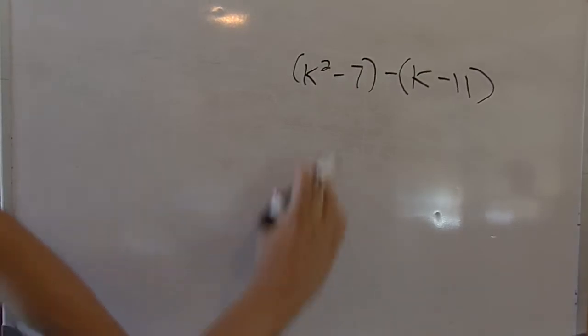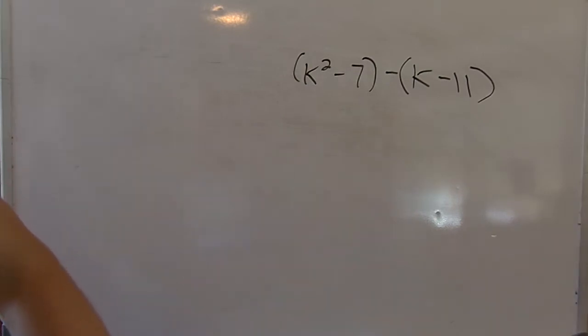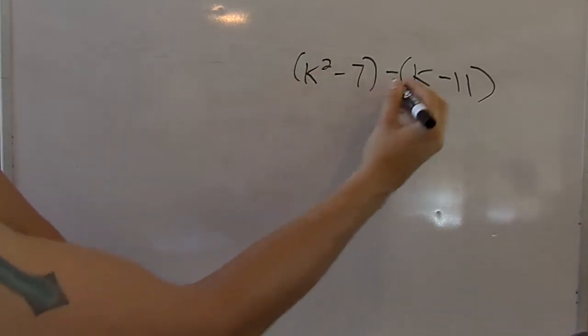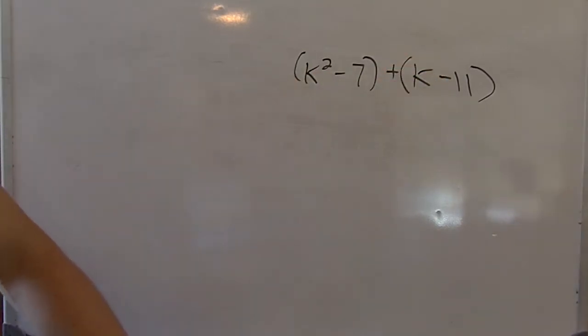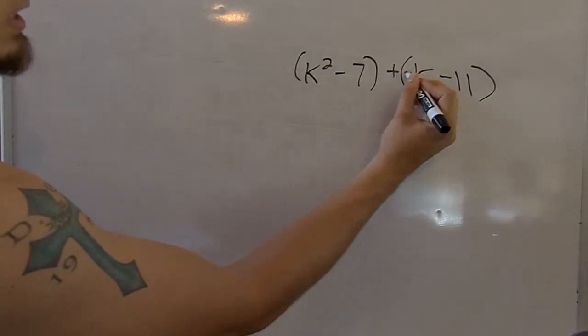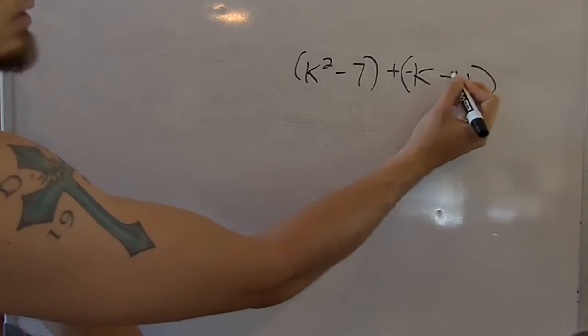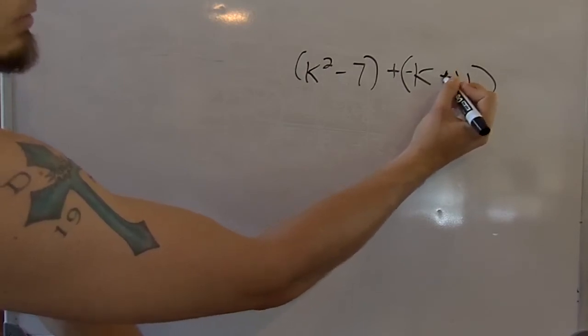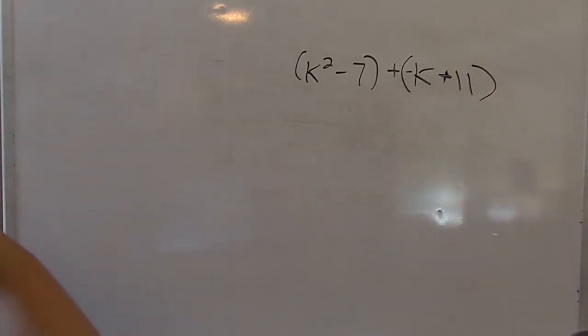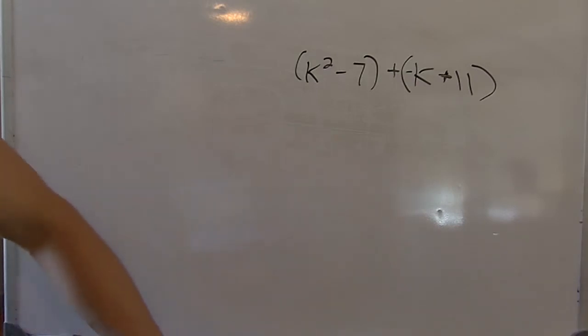So, for example, we keep this set of parentheses the same. We flip the subtraction to addition, and then we change the sign of everything inside. So the positive k becomes negative, and the minus 11 becomes positive. And now I'm going to go ahead and set my problem up.